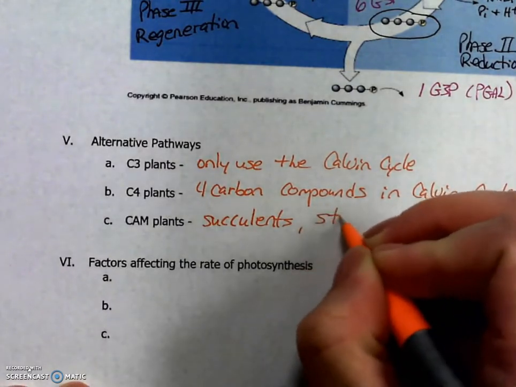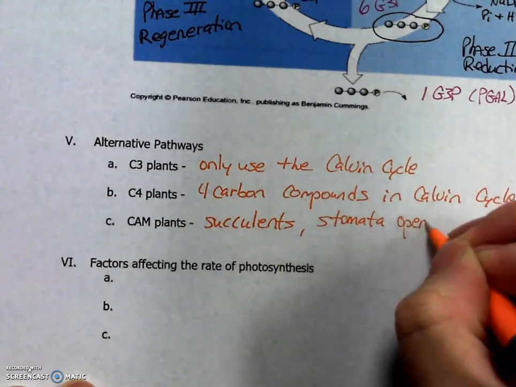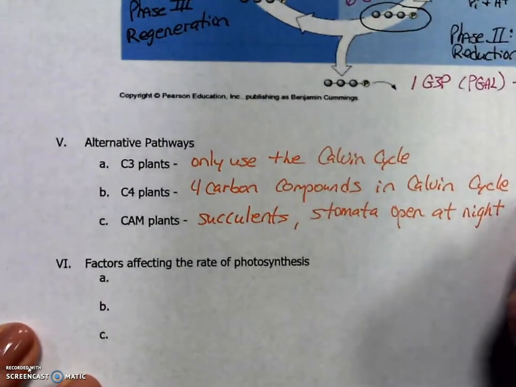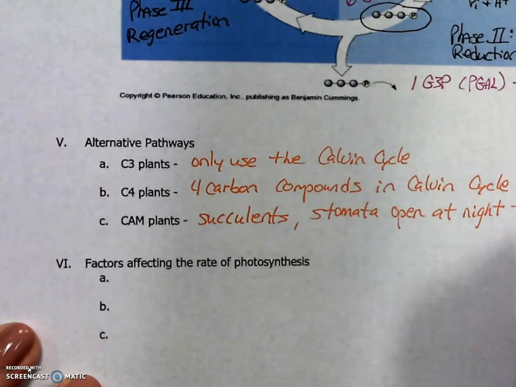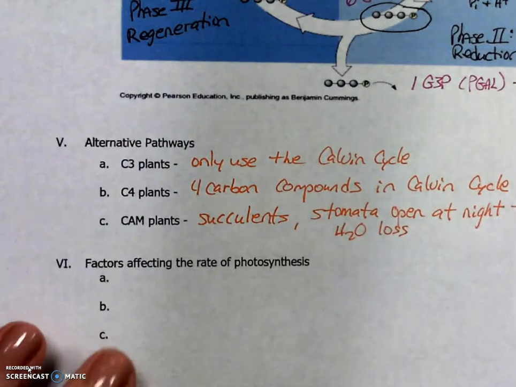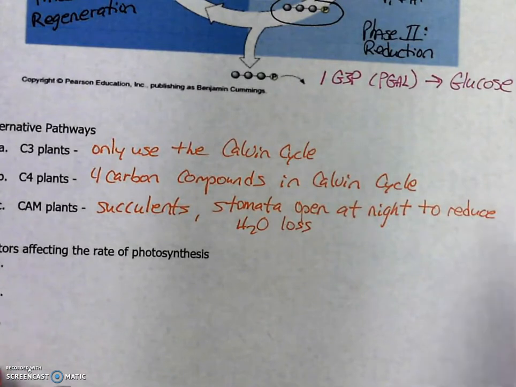And so their stomata are open at night to reduce water loss. So if they're found in the desert area, which would be common, then they want to retain as much water as possible, and they don't open during the daytime where there's sunlight. They open at night where it's cooler and not as much water to be lost through evaporation.